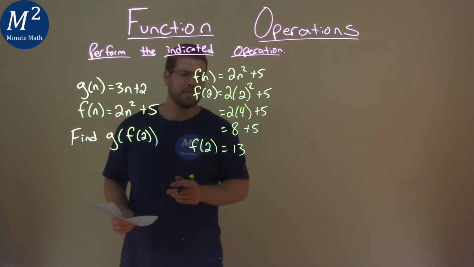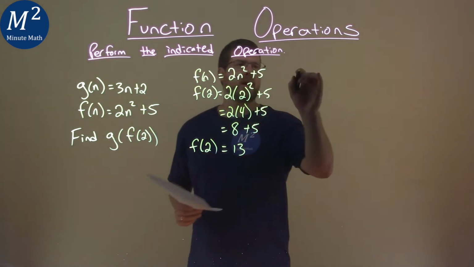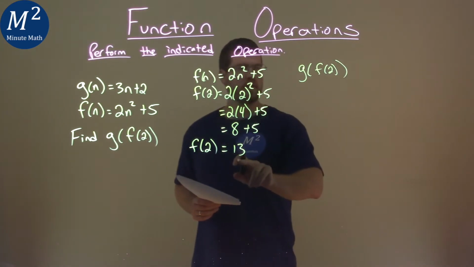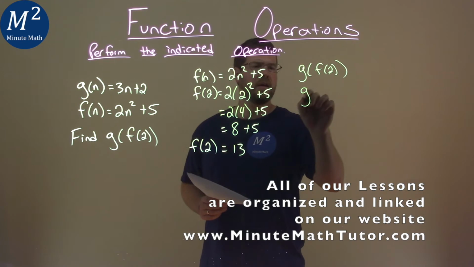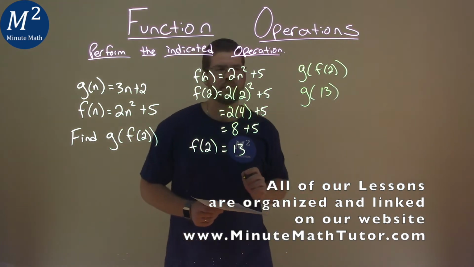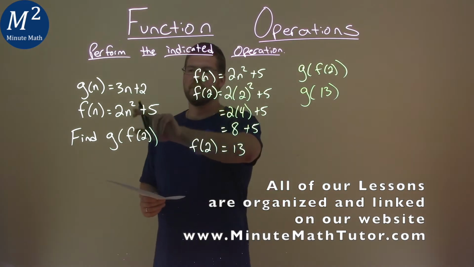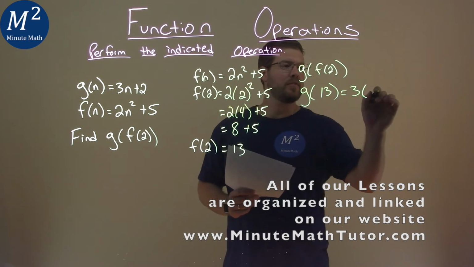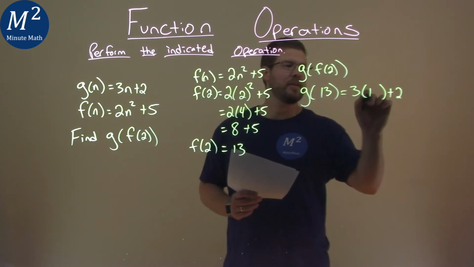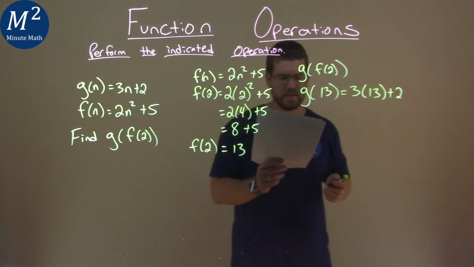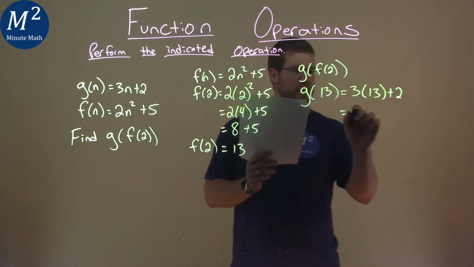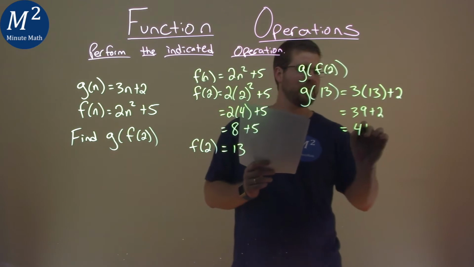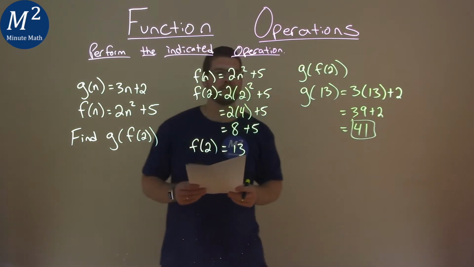Now let's try something here. f of 2 is equal to 13, and we need to find g of f of 2. Well, if f of 2 is 13, so instead of f of 2, let's put 13 in. So now we have g of 13. Okay? And g of n is 3n plus 2. So what we're going to do here is take that 3n plus 2, and instead of an n, I'm going to put that 13 in. So now we have 3 times 13 plus 2. 3 times 13 is 39 plus 2. And then we have, well, 39 plus 2 is 41. And so our final answer here is 41.